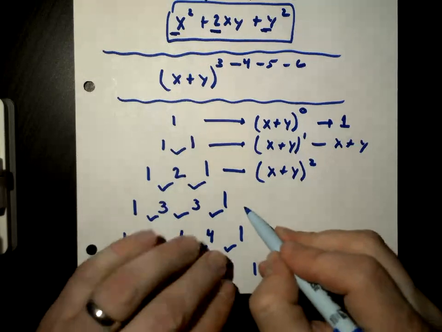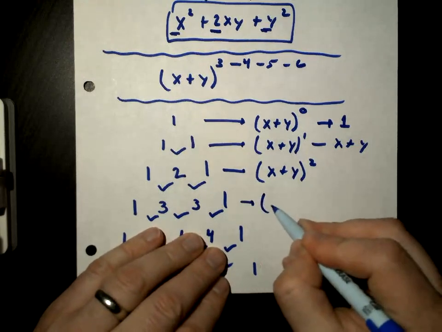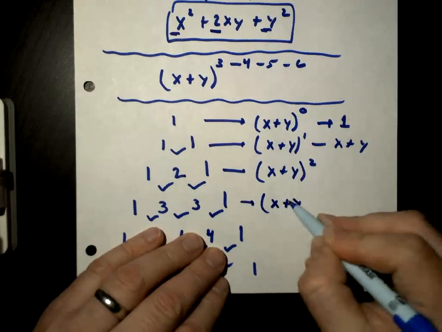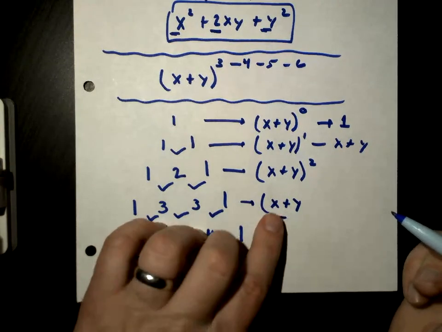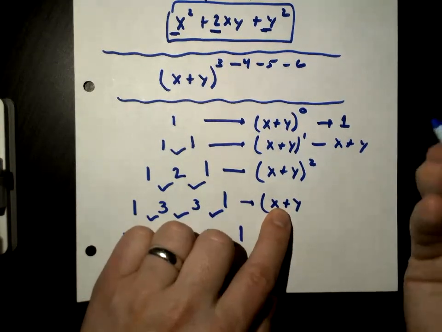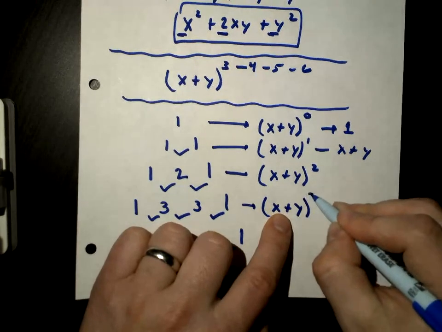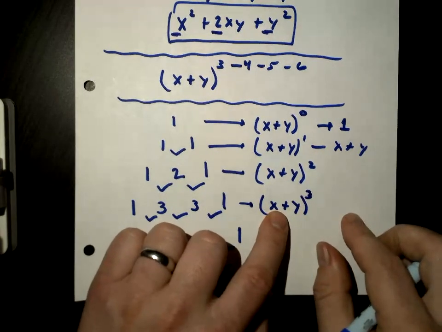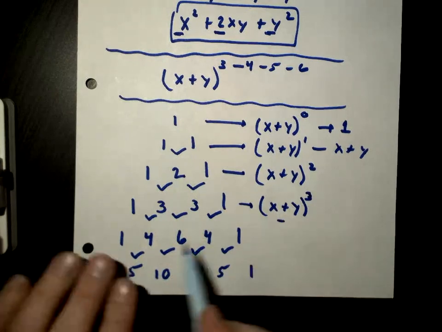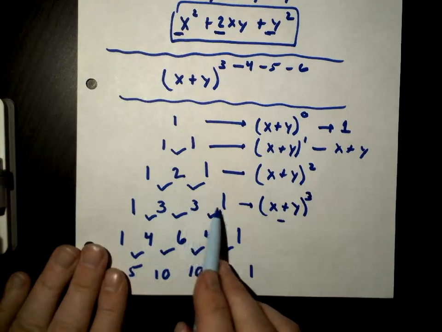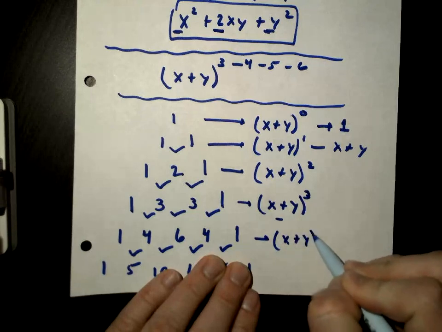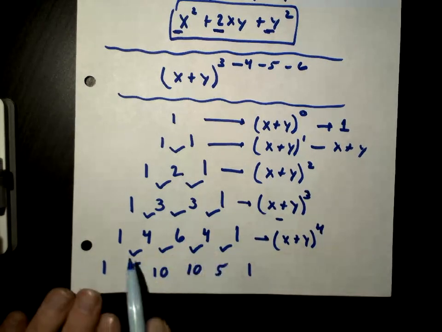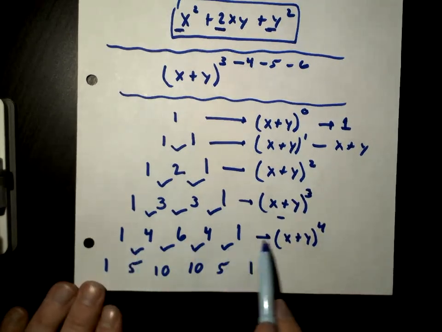So I have an idea or a question. What if we had x plus y, and by the way, we could have minus here too, but just to make the math simpler, let's just use positives, but let's go to the third power. And so the third power is going to have these coefficients. Well, what about here? X plus y to the fourth power. Well, that's going to have these coefficients.